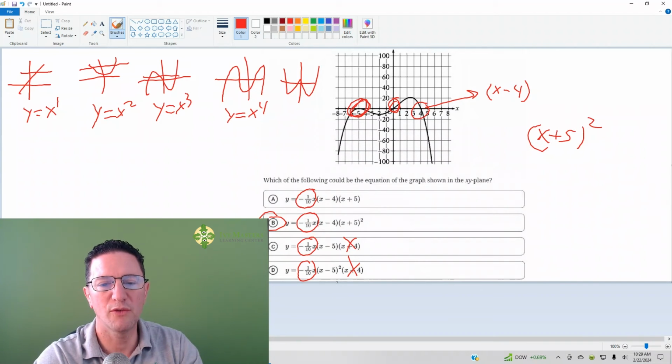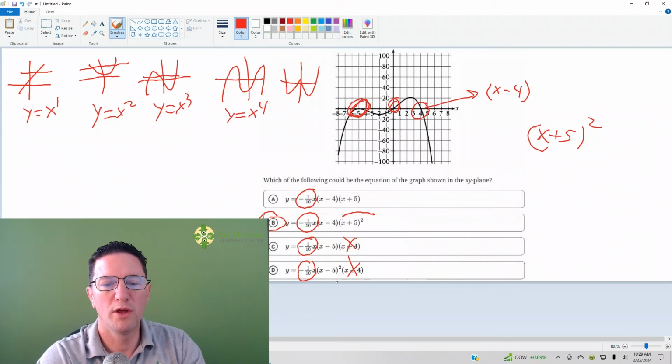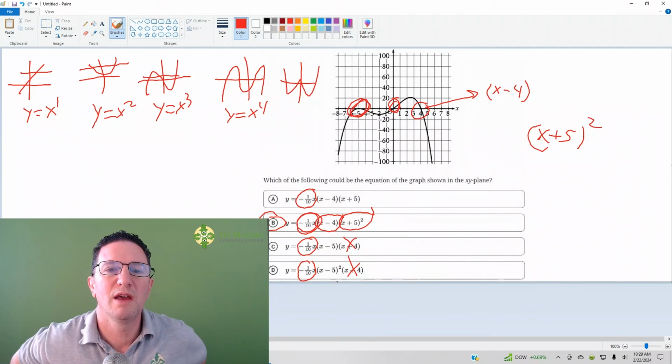And if we were to FOIL this out, we'd wind up with an x squared term. Multiply by this, you'd wind up with x to the third, and then distribute that, you wind up with x to the 4th. That's another reason why. Correct answer is B.